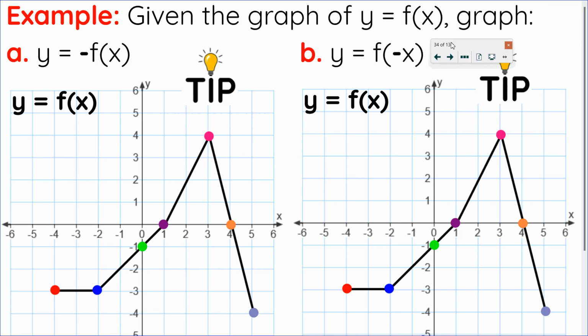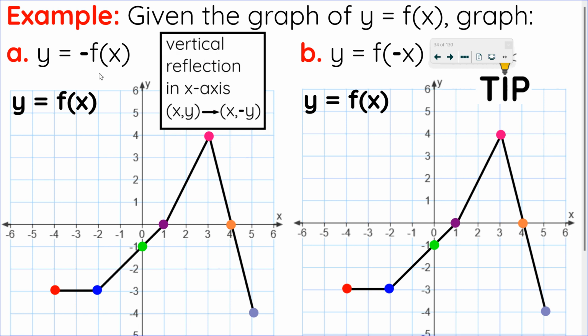Let's try an example where we put it together in terms of graphing. So now I'm given a graph of f of x, and I want to graph y equals negative f of x and y equals f of negative x. So for this one here, negative f of x, the negative on the outside tells me I have a vertical reflection. So that means my points line up vertically. X stays the same, only y is changing.